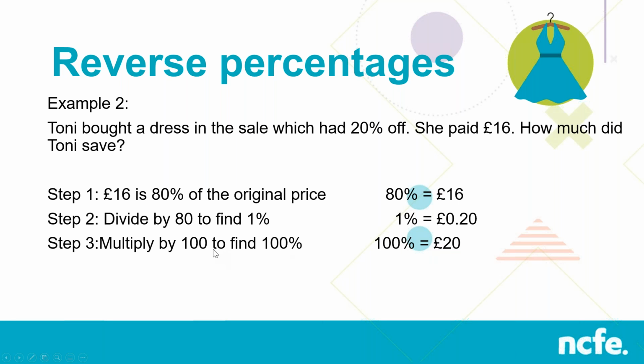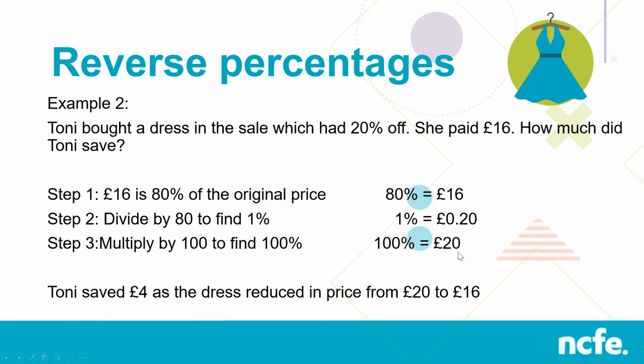And then if we multiply by 100 to find 100%, we can see that the original value of the dress, the original price of the dress was £20. Therefore, Tony saved £4 as the dress reduced in price from £20 to £16.